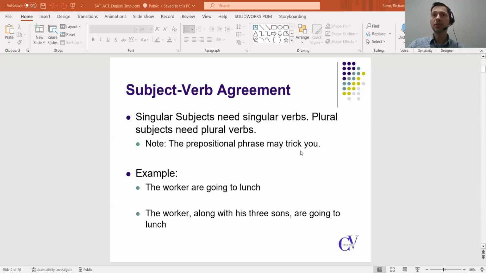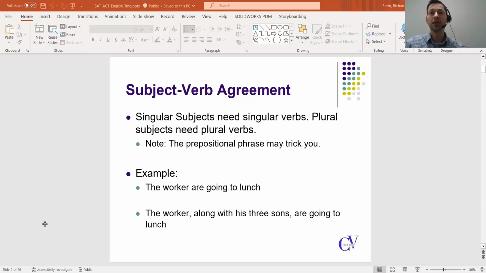So the first thing to understand for subject-verb agreement is just the fundamentals. I'm going to explain it to you as succinctly as I can. Subject-verb agreement means the subject and the verb have to agree. Singular subjects need singular verbs. Plural subjects need plural verbs. The prepositional phrase may trick you, and that's where the SAT or the ACT is going to try and insert some of their trickery.